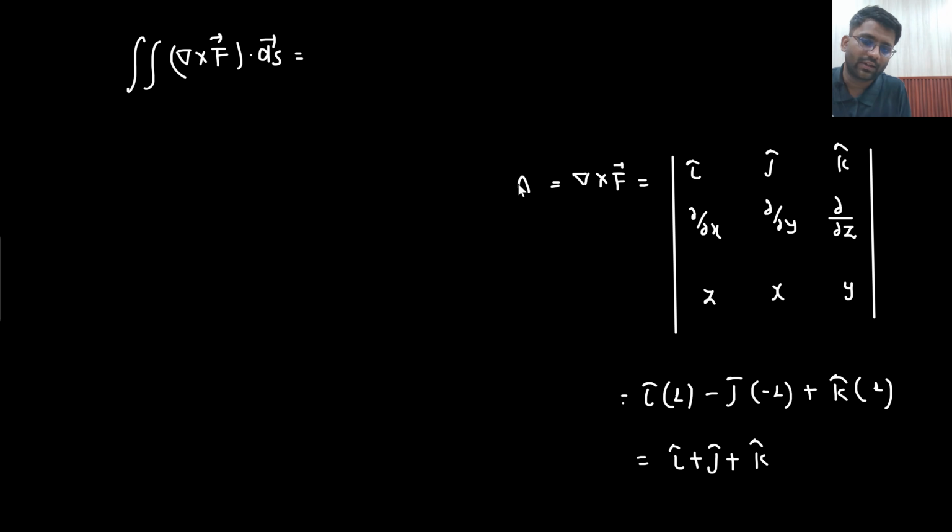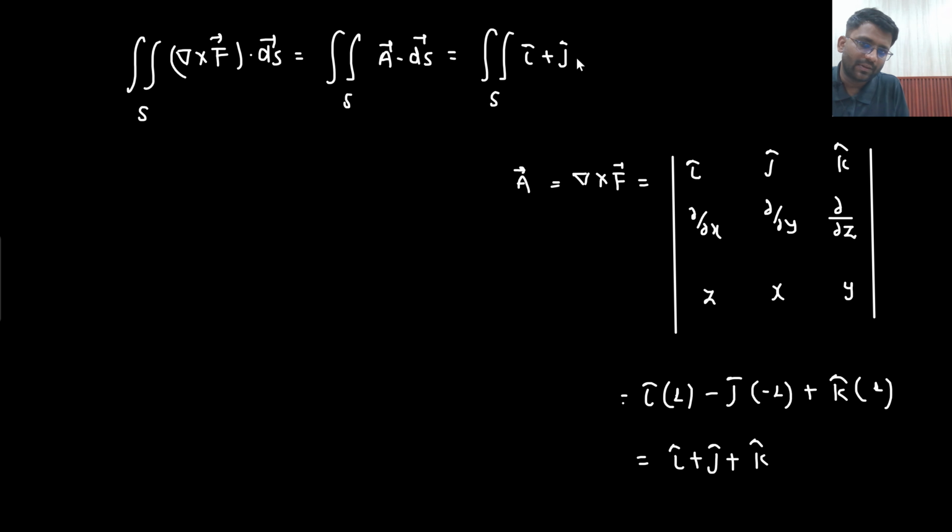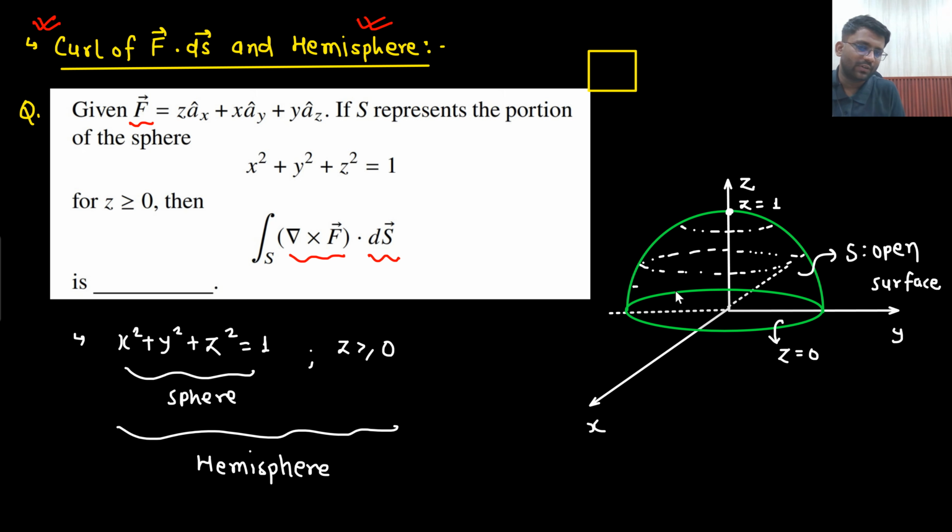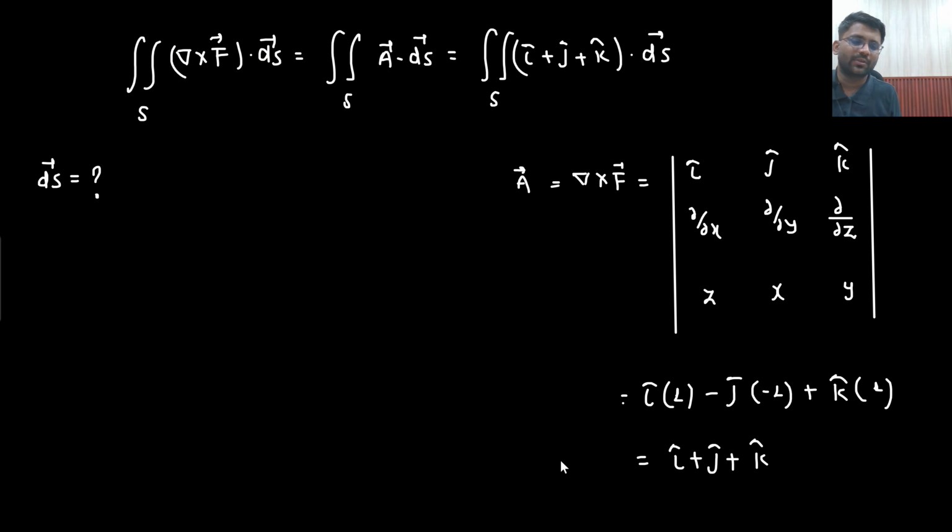Let's call this a new vector, vector A. So this could be replaced over the surface as A dot ds that I am supposed to calculate, and that is coming out to be i cap plus j cap plus k cap dot ds vector. So now you are supposed to calculate the ds vector. Now for this surface, what is the equation? The equation is x square plus y square plus z square equals 1.